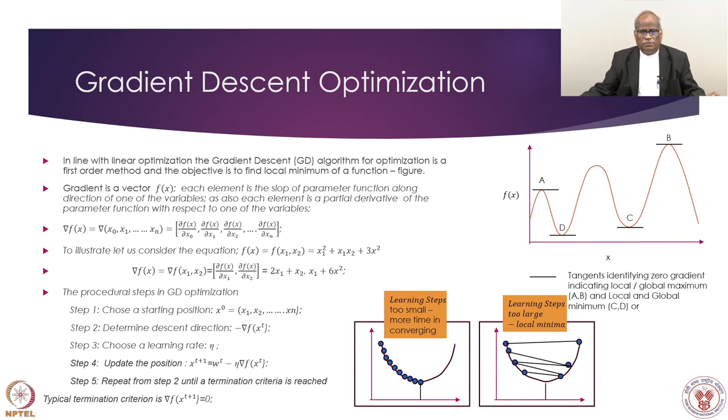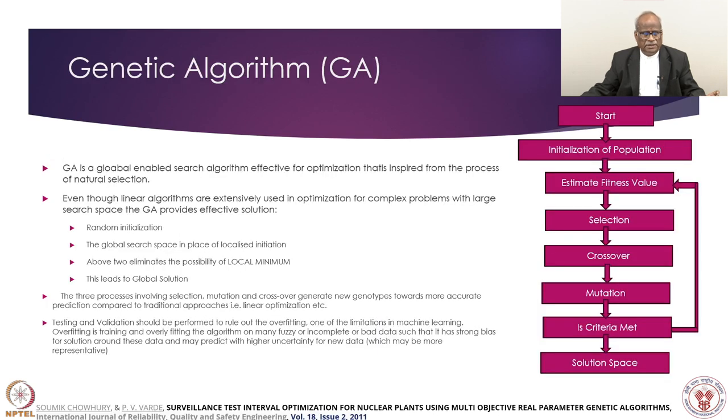What we are trying to say is that while doing the optimization, our step size should be just right for training the machine learning process. So this is the gradient descent method.